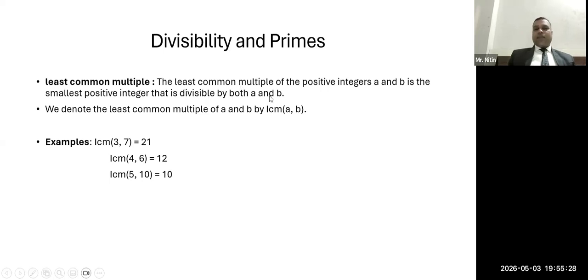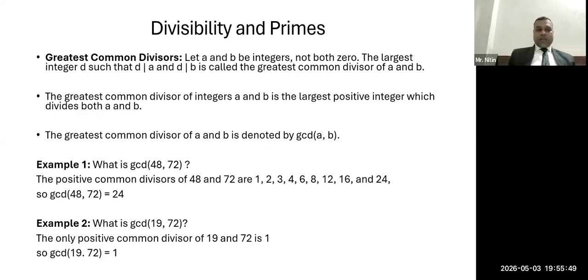So the least common multiple of positive integers, any two integers for which we need to find the least common multiple, a and b, is the smallest positive integer that is divisible by both a and b. Now second, that is greatest common divisor.